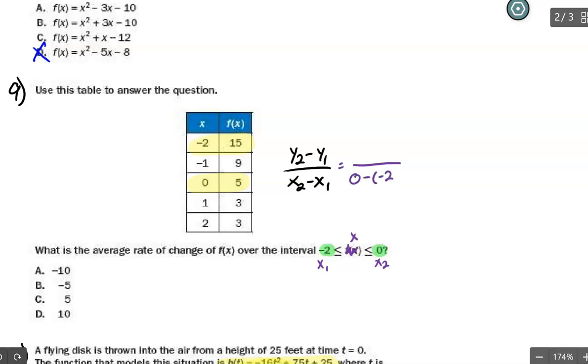0 minus negative 2. And you have 2 blanks here. y2, y1. 0 minus negative 2 is positive 2 because that's 0 plus 2. Okay, and then figure out what your rate of change is going to be. All right.